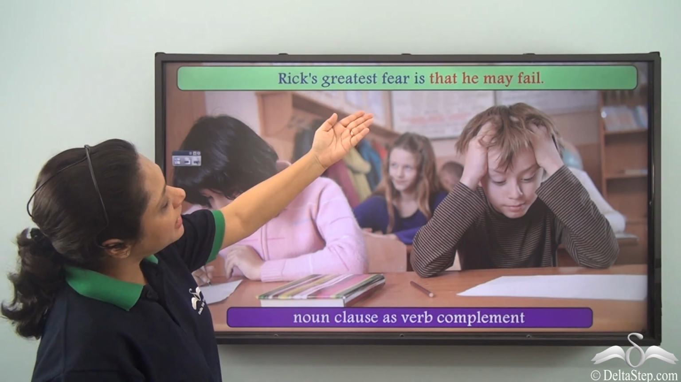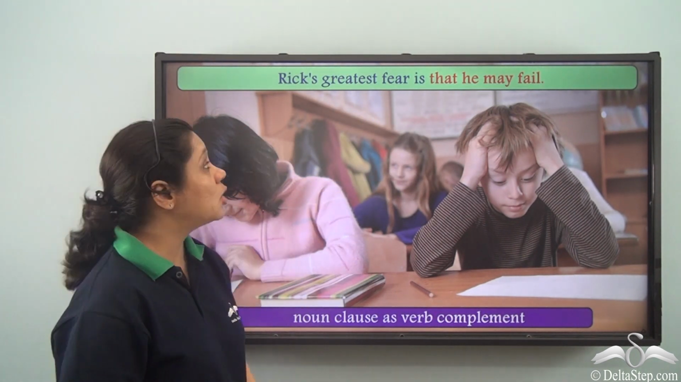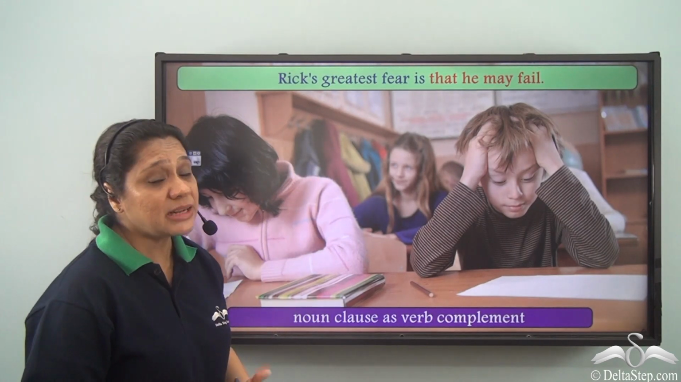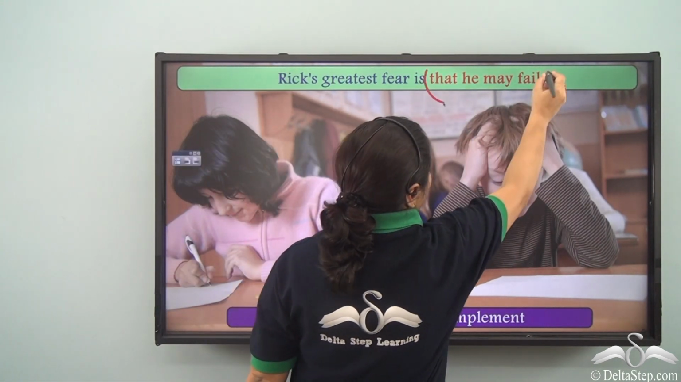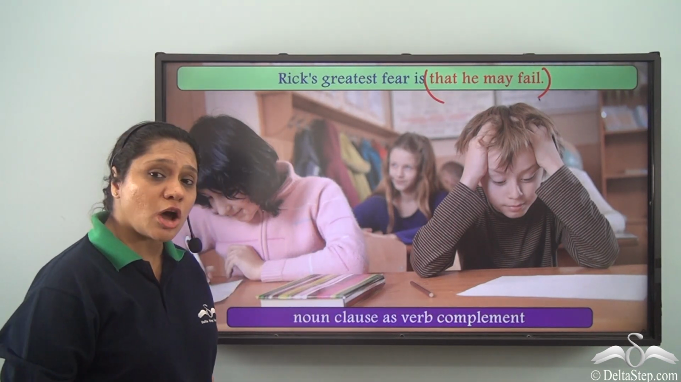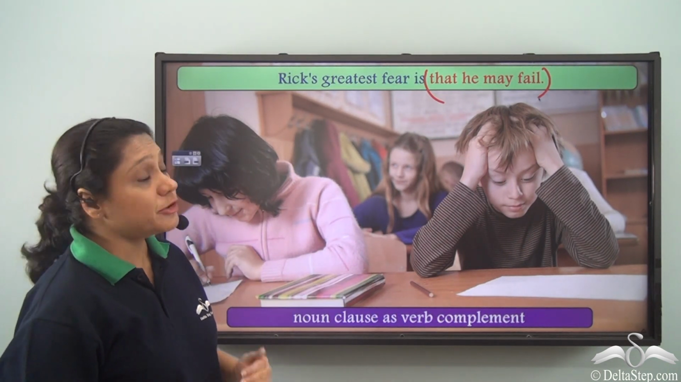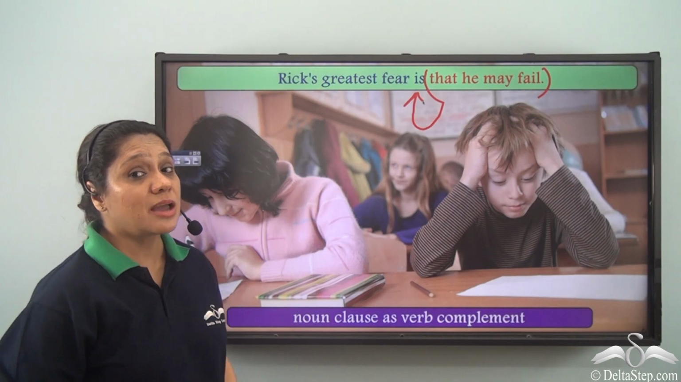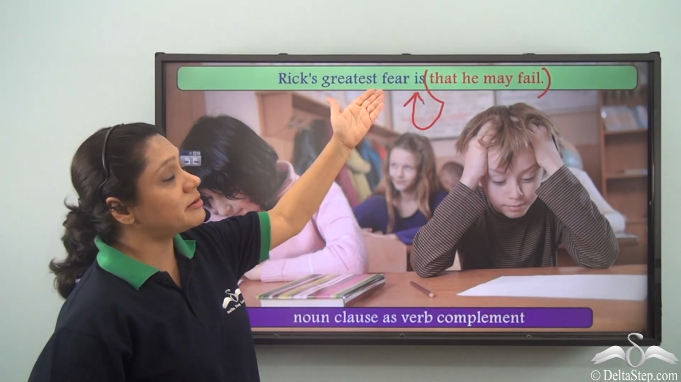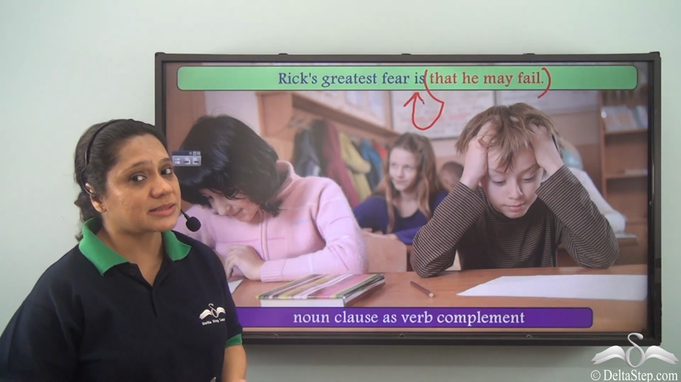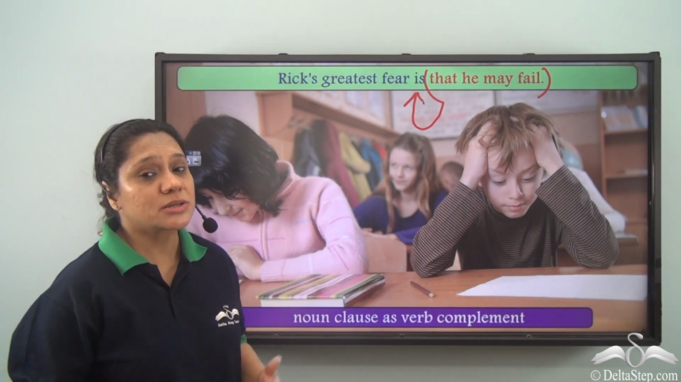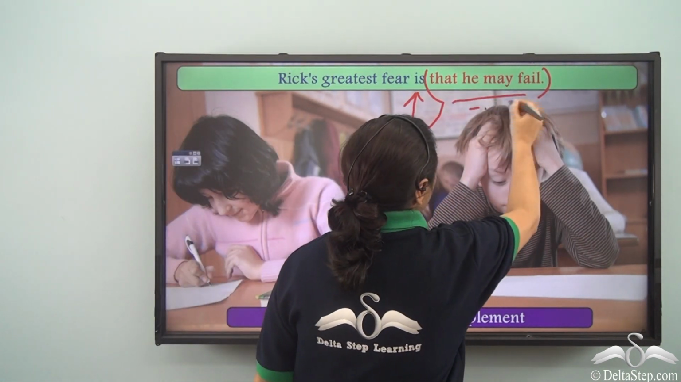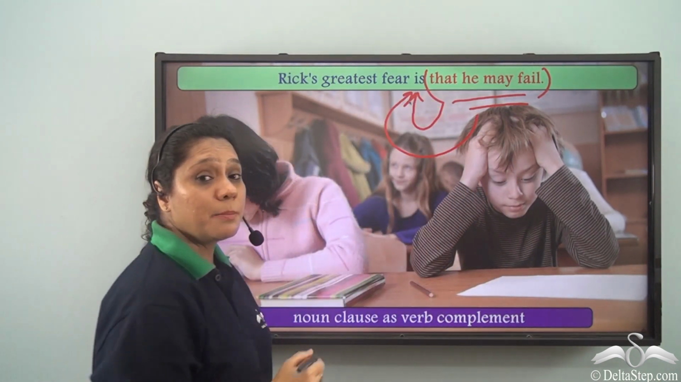Rick's greatest fear is that he may fail. What is Rick's greatest fear? Rick's greatest fear is that he may fail. So that he may fail is the dependent noun clause here. Now in this case, if you notice, it is completing the meaning of the verb is. If we just say Rick's greatest fear is, it is not complete in its sense. We will ask the question, what? What is? So that he may fail is the noun clause which is completing the meaning of the verb is.